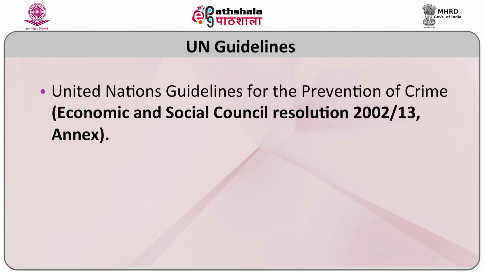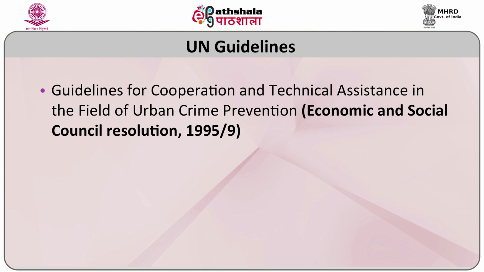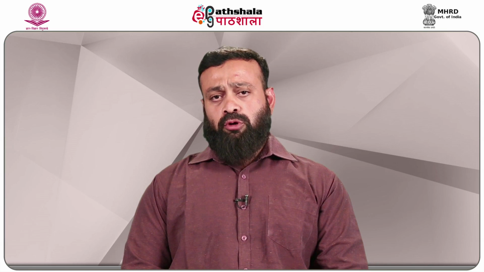They are given very much in detail. First, the guidelines for cooperation and technical assistance in the field of urban crime prevention. This has two parts. Part A, the design and implementation of cooperation and assistance activities. Cooperation projects for urban crime prevention should take account of the principles set out. The local approach to problems.